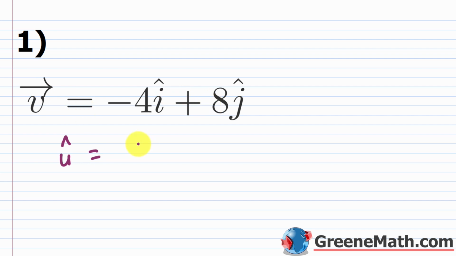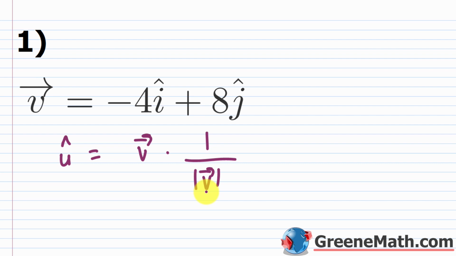So the formula is very simple. You just take your vector v, and you're going to multiply it by 1 over the magnitude of that vector v. So essentially, it's just going to scale it down to the point where it has a magnitude of 1. That's what you're trying to find, but the direction angle would be the same.